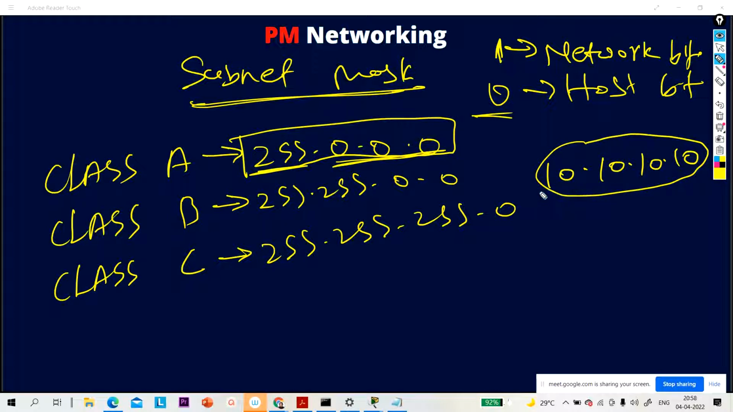Because they know which class this IP address belongs to. First they find the class by checking the value present in the first octet, which is 10. That means this IP address belongs to class A. For class A, the subnet mask is 255.0.0.0, so there are 8 network bits and 24 host bits. Am I right?